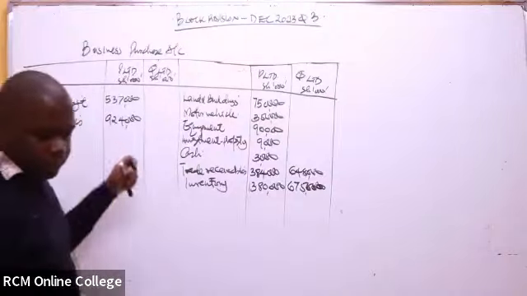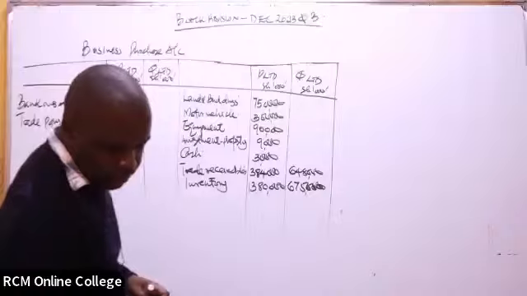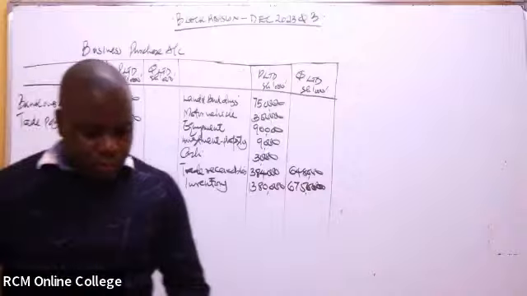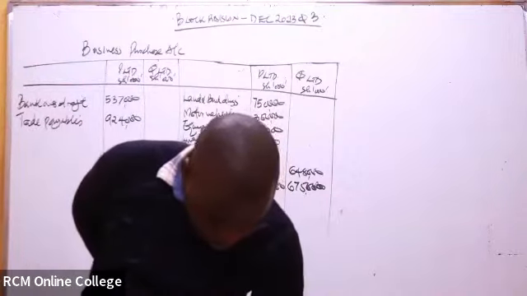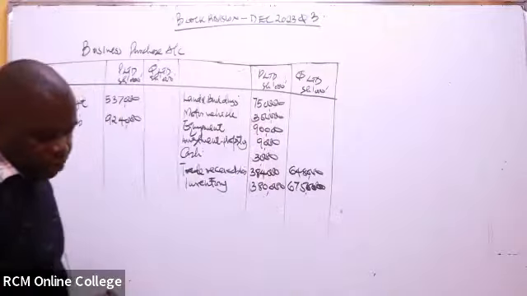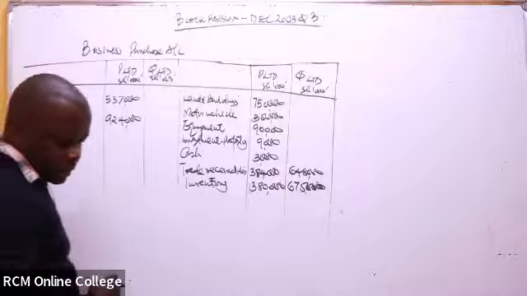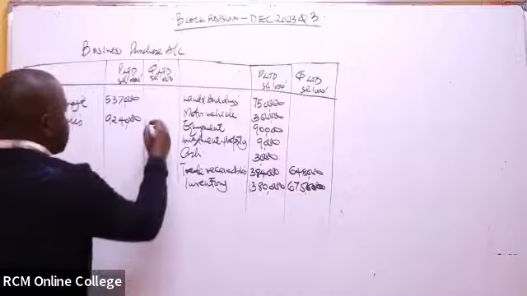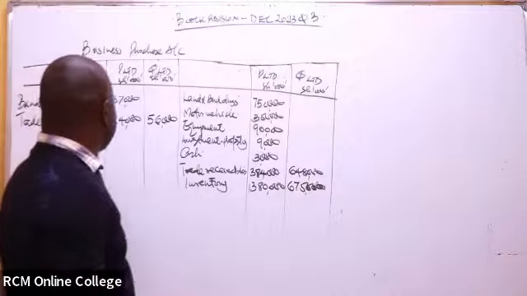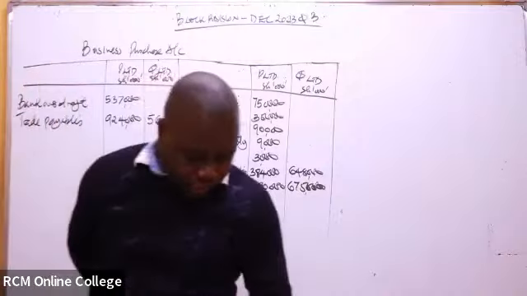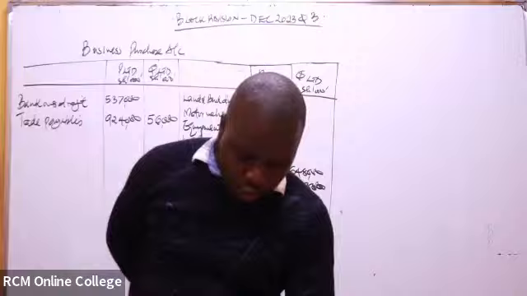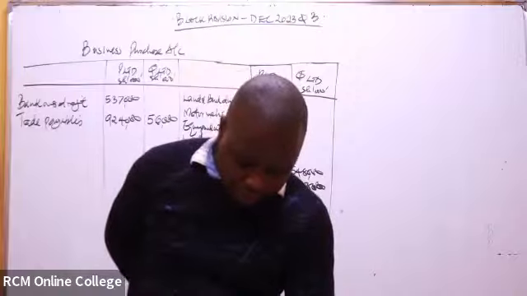And for trade payables, it was 56,000. Is it 156 or 56,000? It is 56,000. So they took over 56,000 of the trade payables, because for them, they were taking over the oil business.